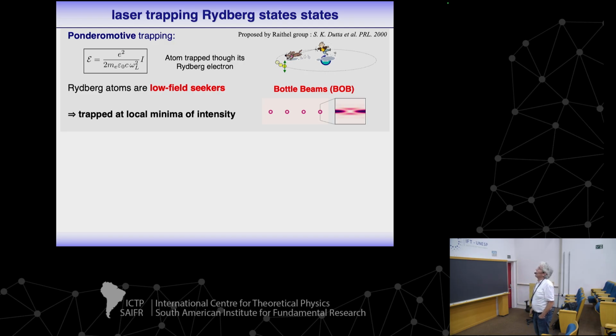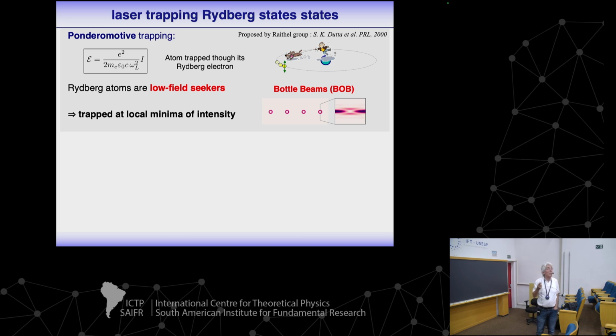And trapping of circular states, or more generally of Rydberg states, is more tricky than trapping ground state atoms. Ground state atoms are easy. It's just enough to have a Gaussian beam and focus it, and that's it. If your optic is good enough, you have a nice trap. Indeed, Rydberg levels are low field seekers.